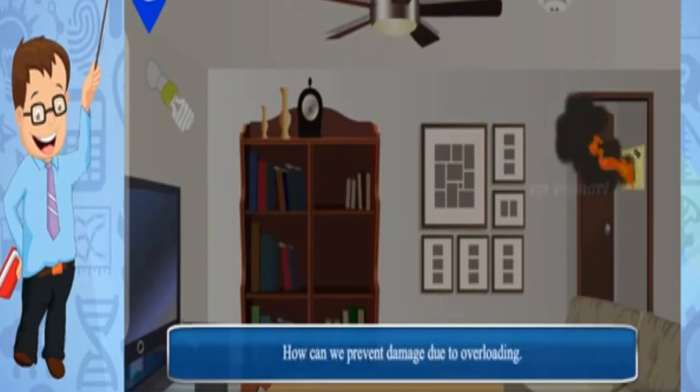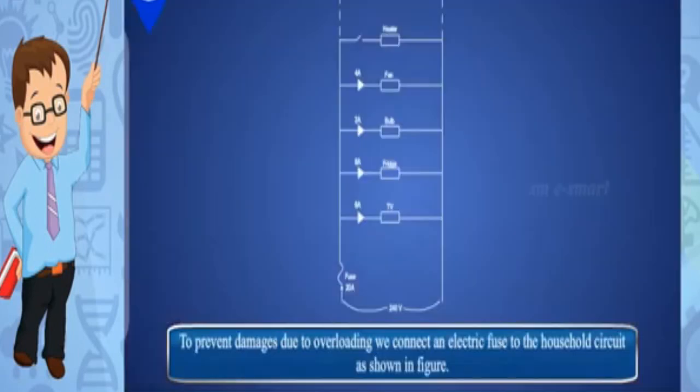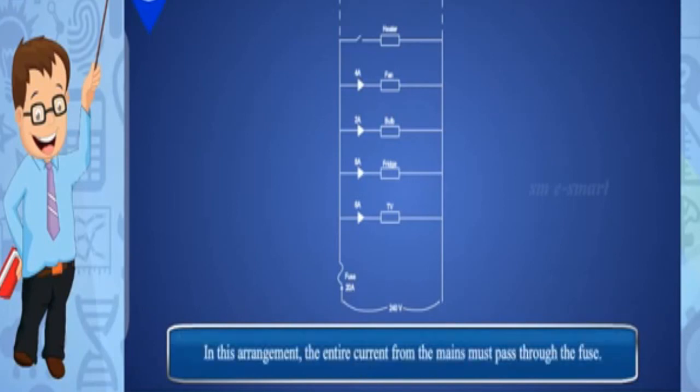How can we prevent damage due to overloading? To prevent damage due to overloading, we connect an electric fuse to the household circuit as shown in the figure. In this arrangement, the entire current from the mains must pass through the fuse. The fuse consists of a thin wire of low melting point. When the current in the fuse exceeds 20 amperes, the wire will heat up and melt.